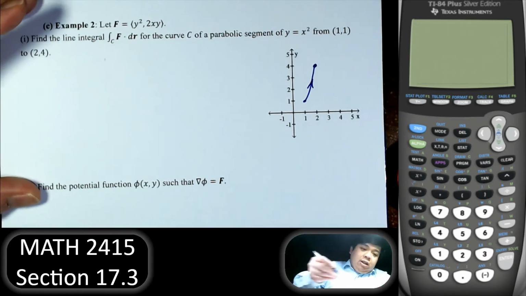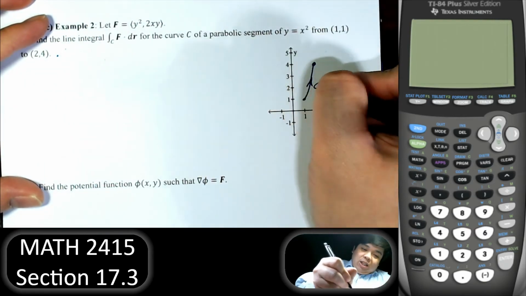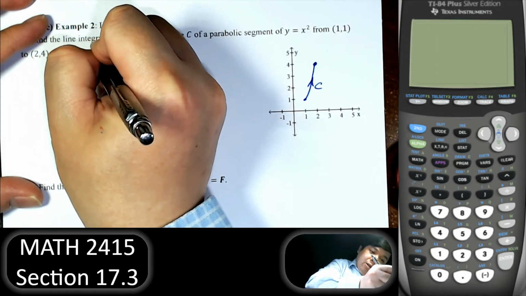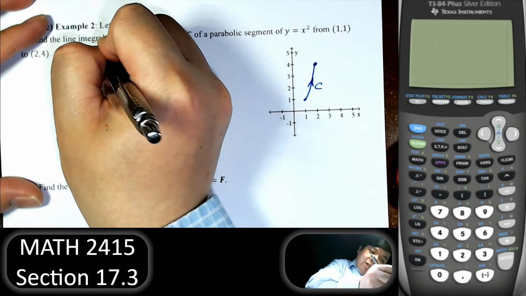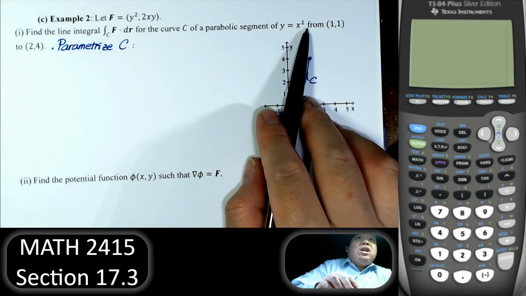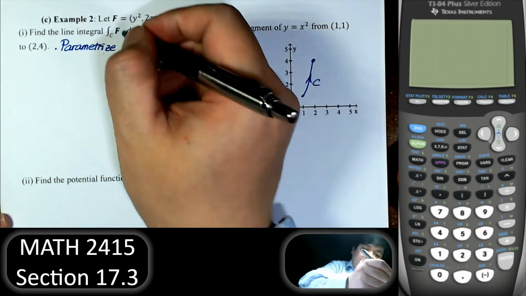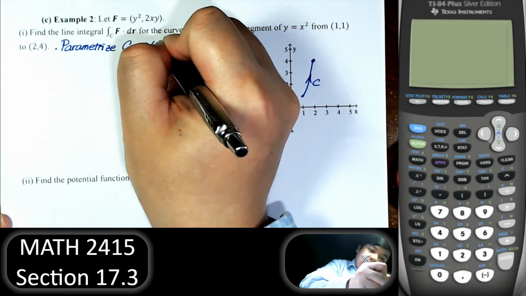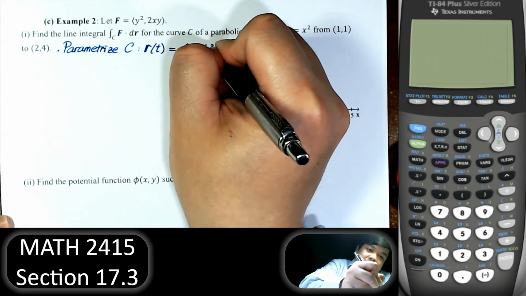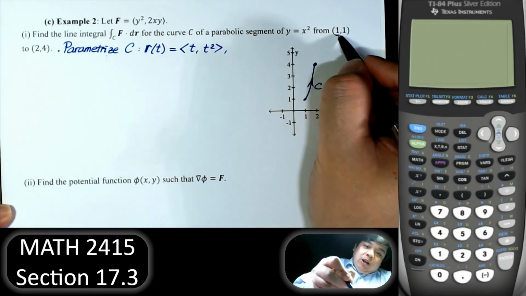Right. So first is parameterize C. Y equal to x squared, right? So why don't we let x equal to t, and then y will be t squared. So that's easy. X equal to t, y equal to t squared, because y equal to x squared. And t goes from 1 to 2.